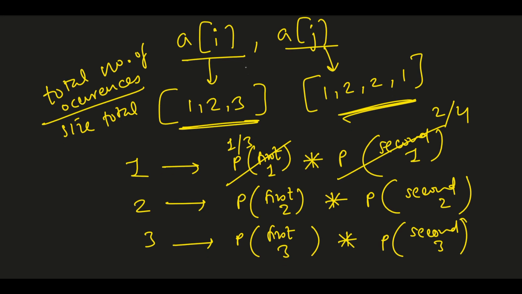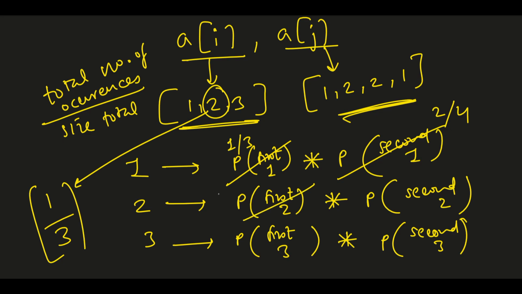Same for the second one. The total occurrences of 2 in this array is 1 and the total size of the array is 3. So the probability is 1 by 3. See?